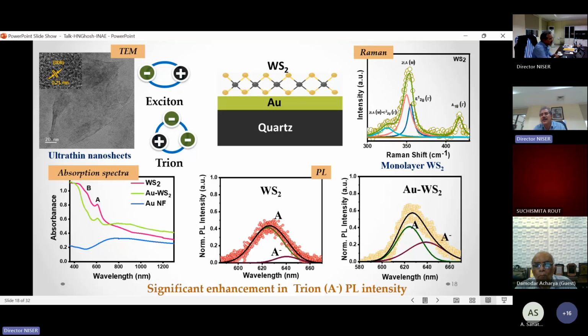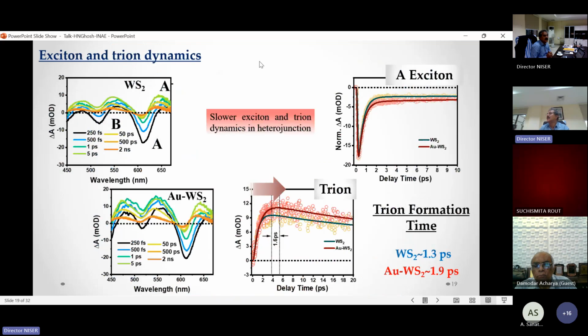But in the case of the Au-WS2 system, the same luminescence band, if we deconvolute it, you can see that it's a non-Gaussian nature of the luminescence band. If you deconvolute it, you can see that the A minus intensity is drastically increased compared to the WS2 system. So what we did, we studied some ultrafast dynamics of pure WS2 and Au-WS2, okay?